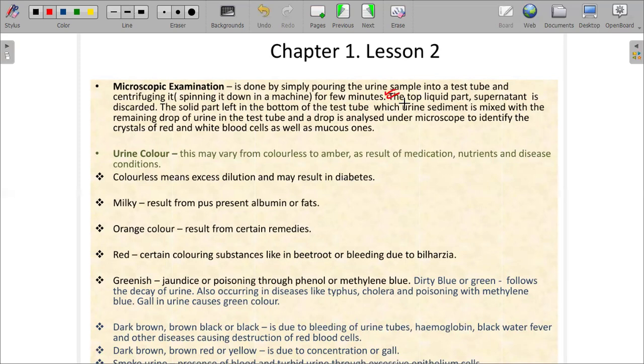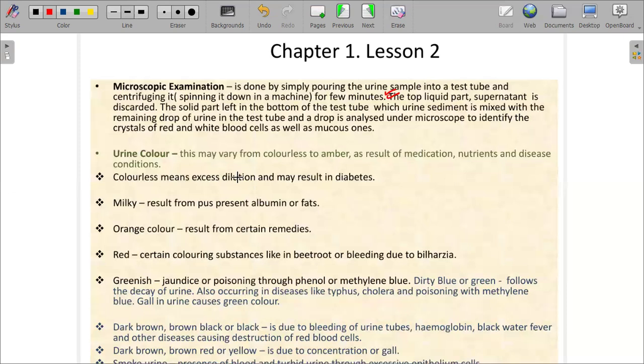We are saying the top liquid part, the supernatant, is discarded. The solid part left at the bottom of the test tube, which is urine sediment, is mixed with the remaining drop of urine in the test tube, and a drop is analyzed under a microscope to identify crystals, red and white blood cells, as well as mucus. These are microscopic examinations that are done to identify some urine problems that can be found in the urine.